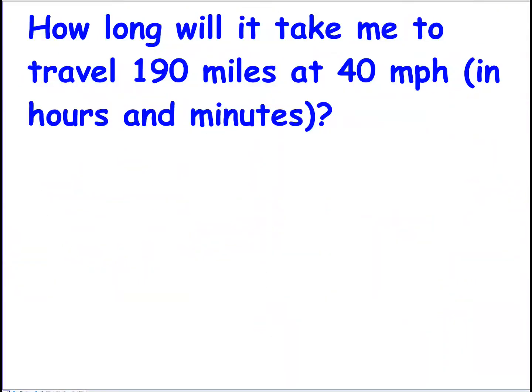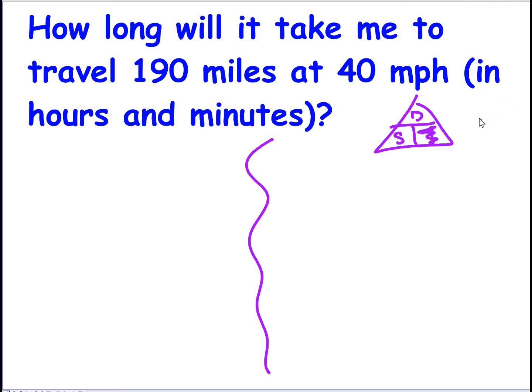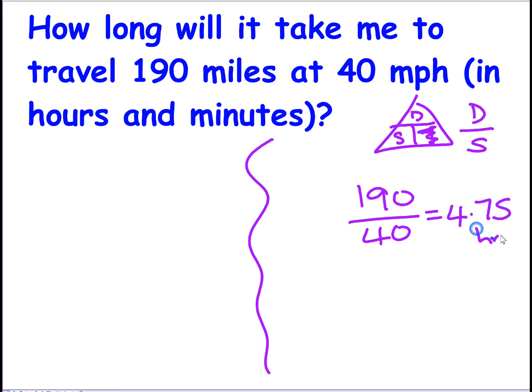Let's look at our final type of question where we're looking for the time. So let's look at our two methods. We've got the speed distance time triangle where we're looking for the time. So we cover up the time and it tells us to divide distance by speed. So our distance is 190 miles divided by 40 miles an hour. And we end up with 4.75 hours.